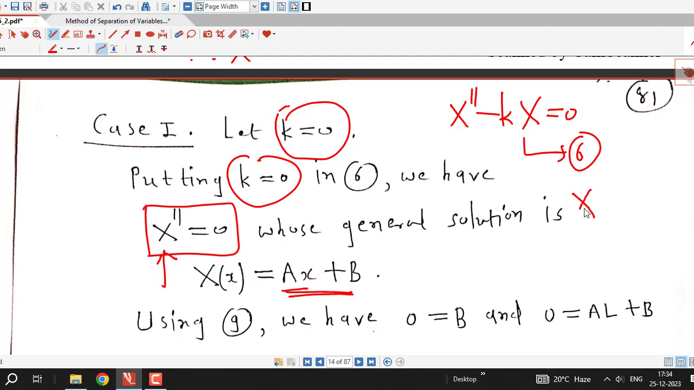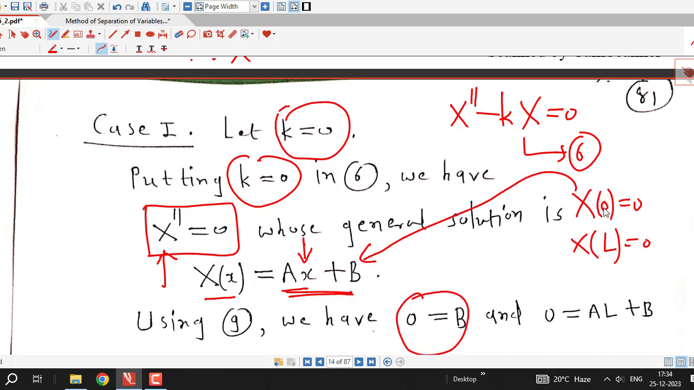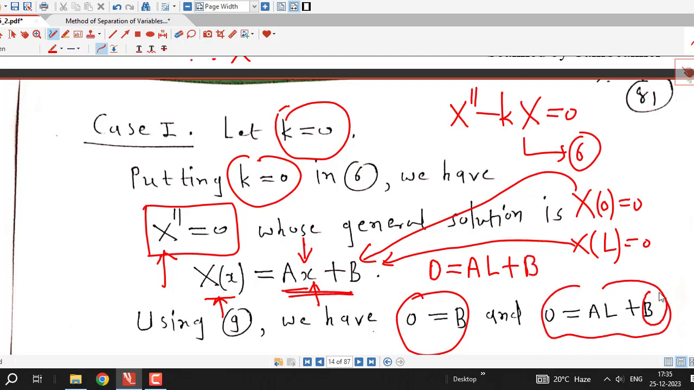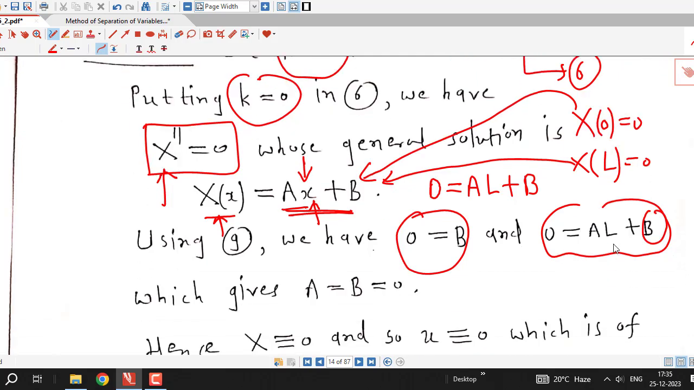Now, what are the conditions? X of 0 is 0 and X of L equal to 0. That means if I take x equal to 0, I have 0 equal to b. That will give me b equal to 0. If I use the other condition, then I have x equal to L. That means I will obtain a into L plus b equal to 0. But b is 0, so a will be 0 because L is the length of the string, which is positive.